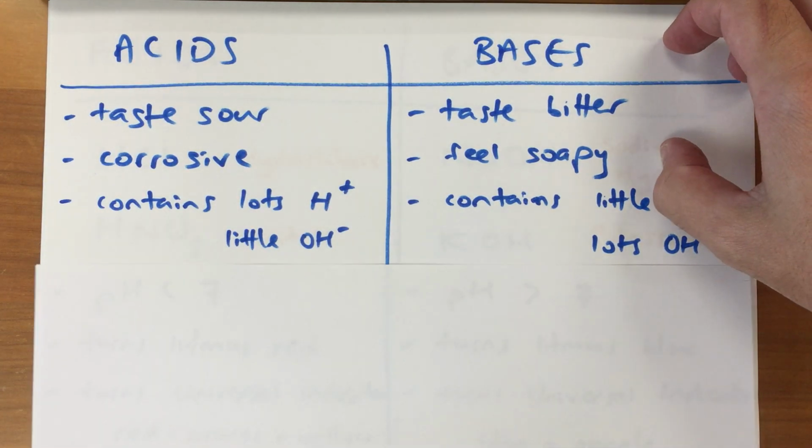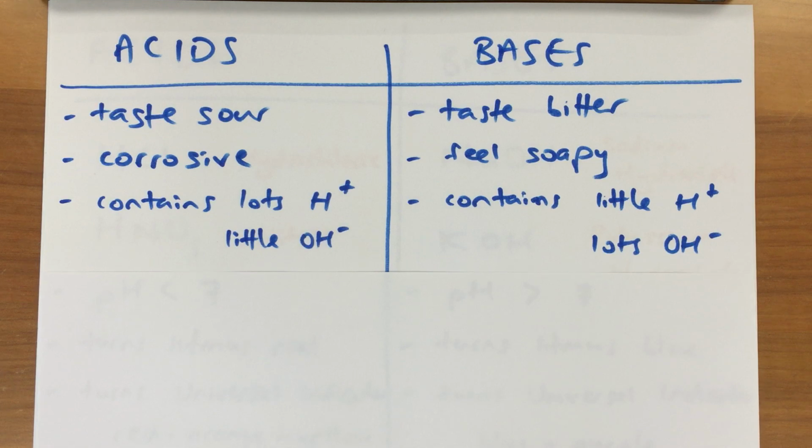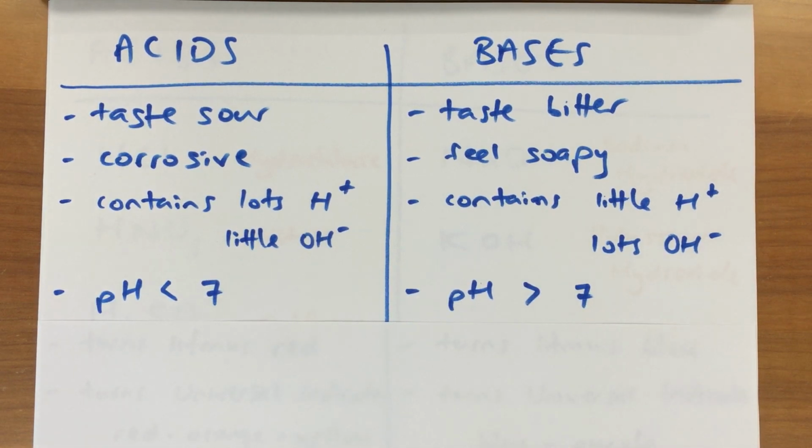You might have also heard of this term called pH. So you might have heard that the pH of an acid is going to be less than 7 and the pH of a base is going to be greater than 7. The range of the pH scale goes between 0 and 14. Again, I'll show you that shortly.